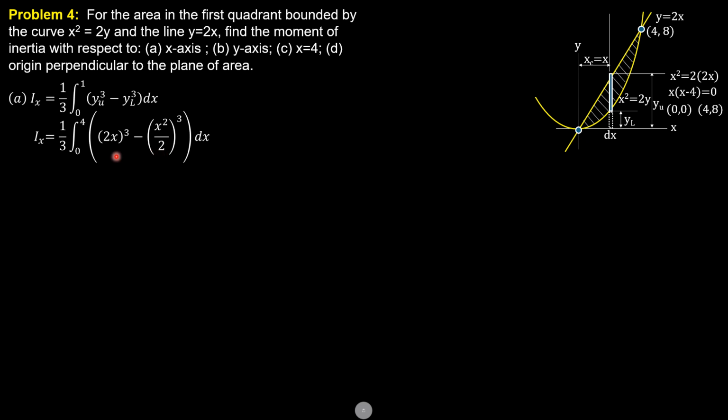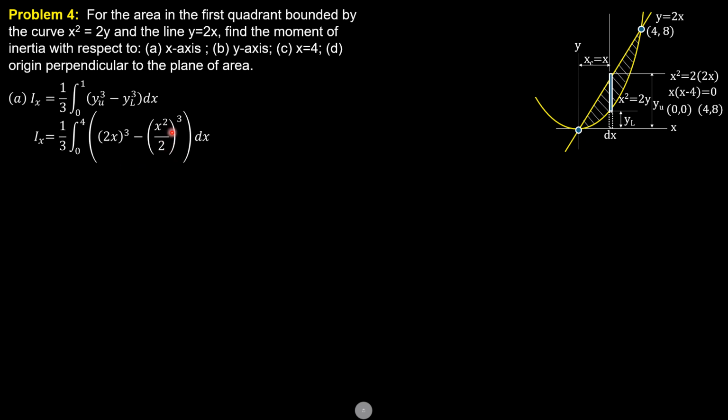So simplifying, this is 1/3 of quantity 8x to the fourth over 4. So 8x cubed integrates to 8x to the fourth over 4, which is 2x to the fourth.